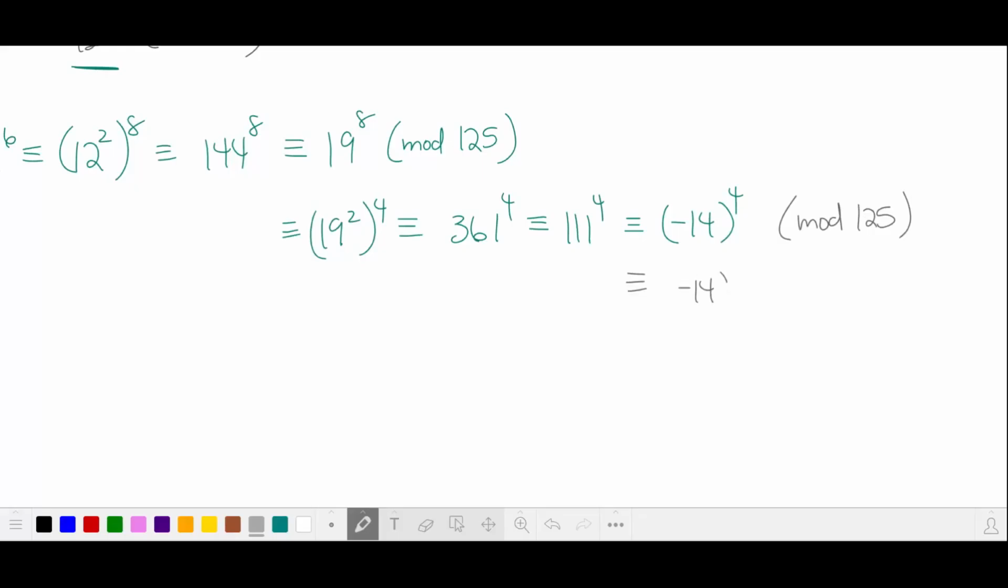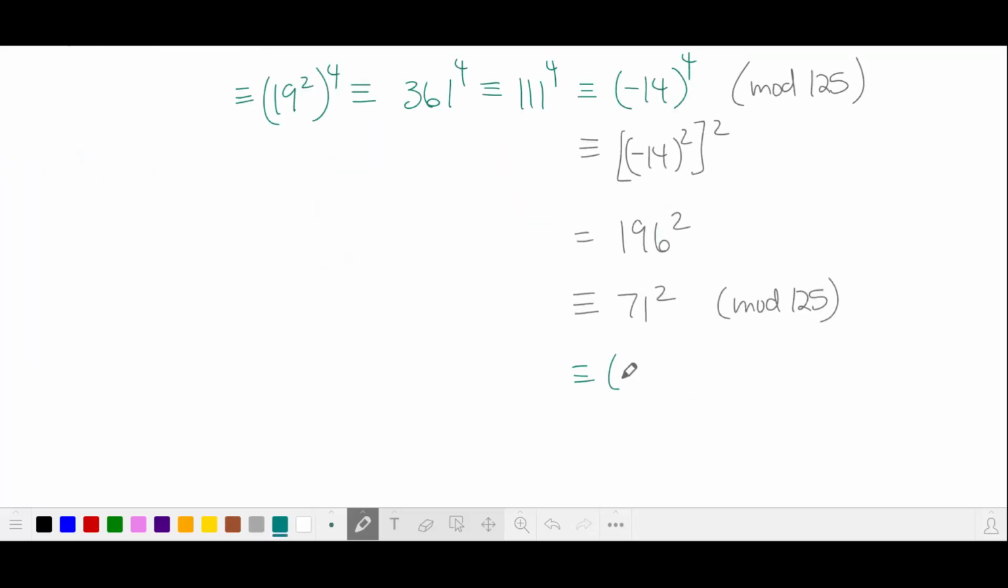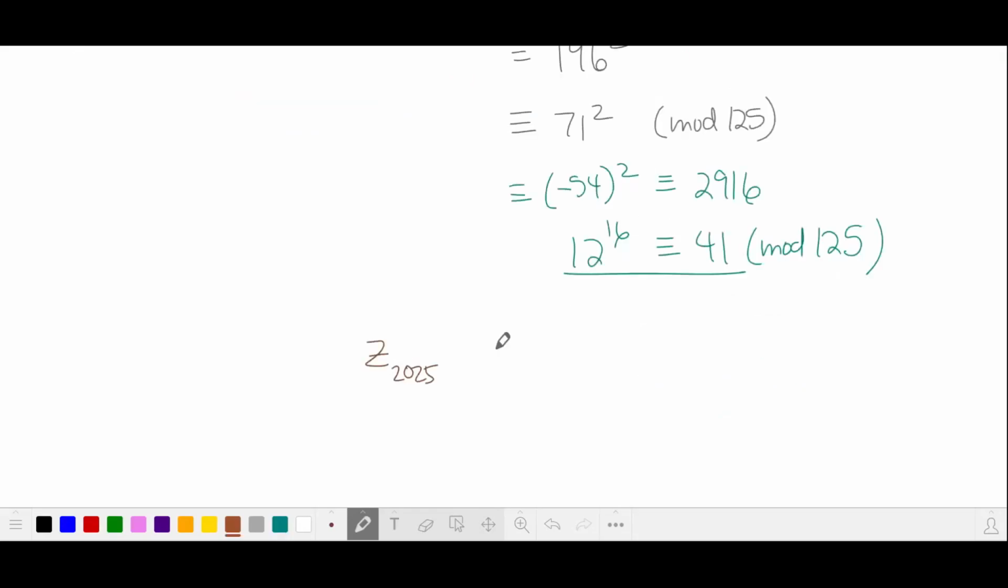So we'll write this as negative 14 squared and then squared again. That's 196 squared. Subtracting 125, we're down to 71 squared. And if we do it once more, we get minus 54, which is a little smaller. Squaring this, we get 2916. And pulling out multiples of 125, we're left with 41 in mod 125. So our z value for the 2025th term will be equivalent to 3 times 12 to the 16, and we'll replace this with a 41 or 123 in mod 125.